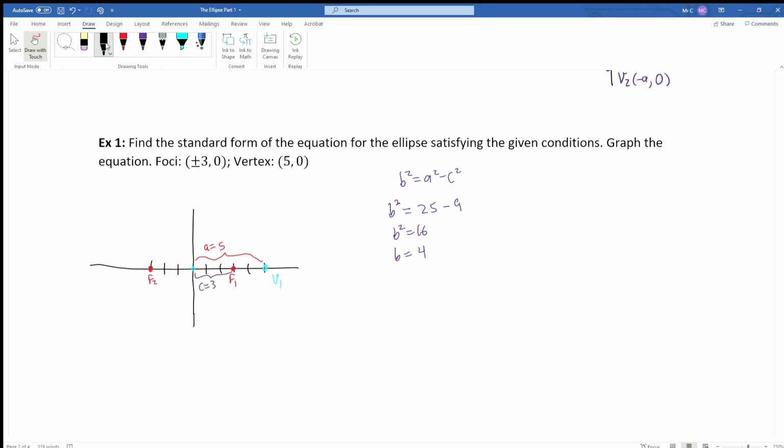Now, when I go to write out my equation, I have to think, where is my a paired with? And since my vertex is on the x-axis here, that means my a is paired with my x value. So this is x squared over a squared plus y squared over b squared equals 1. And that's going to give me x squared over 25, that's 5 squared, plus y squared over 9, which is of course 3 squared, equals 1.